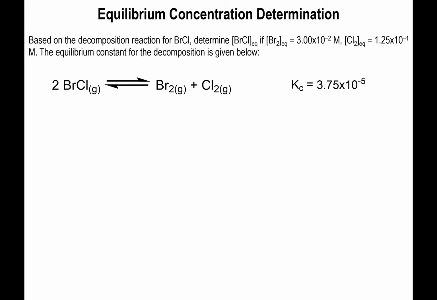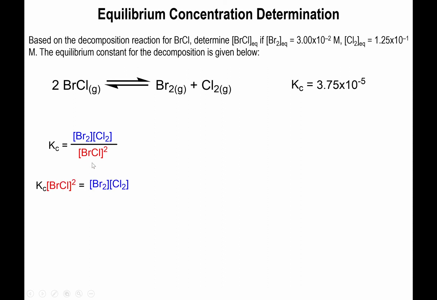Let's now look at the determination of the equilibrium concentrations of some of the species. So in this example, I am asking you to determine the equilibrium concentration of BrCl. We are being given the equilibrium concentration of Br2 and that of Cl2. And we also have been given the equilibrium constant. So basically we have everything in here except for the concentration of BrCl.